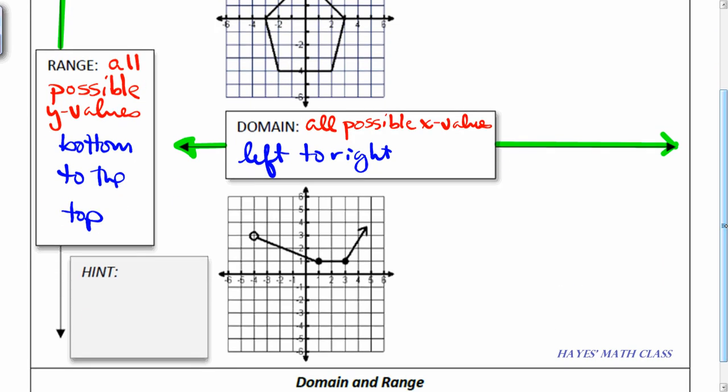Anyway, back on track. So notice down here, again, the arrow is running top to bottom.